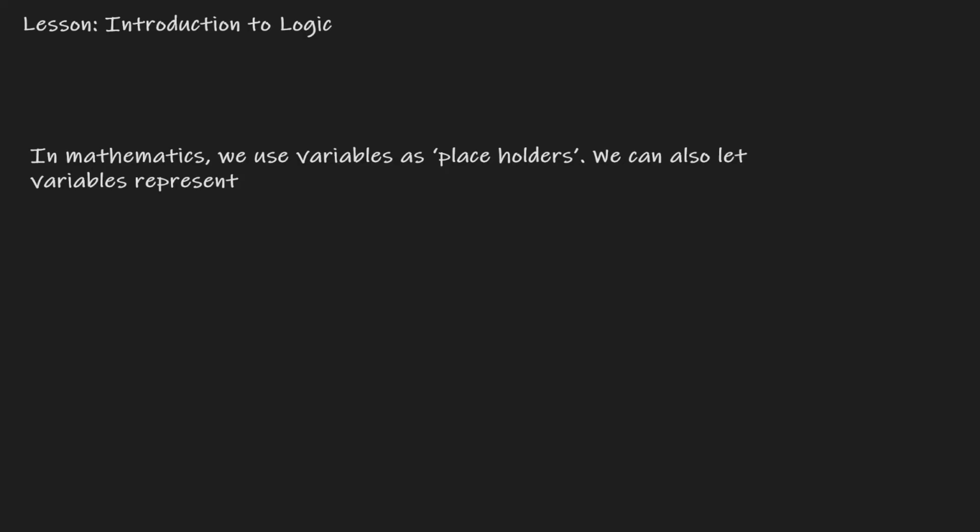So in mathematics, we have used variables as placeholders, and usually those placeholders were for values. Here are some examples. The variable x is a placeholder for a value of 5. The variable y is a placeholder for a value of 10. The variable z is a placeholder for a value of 25, and so forth. But when we deal with logic, we have to also understand that we can also use variables to represent sentences or full statements.